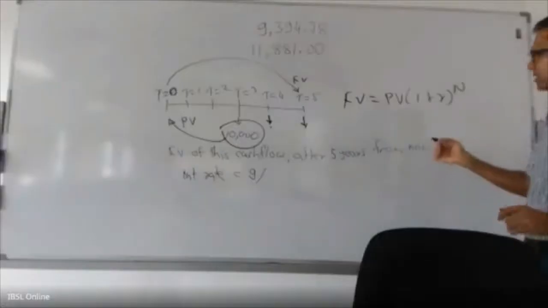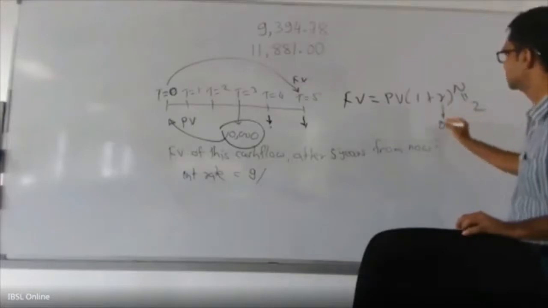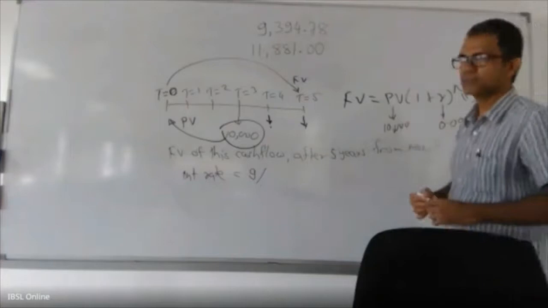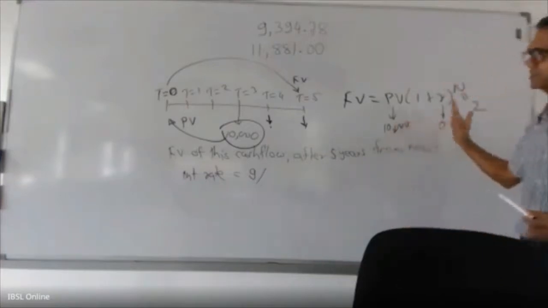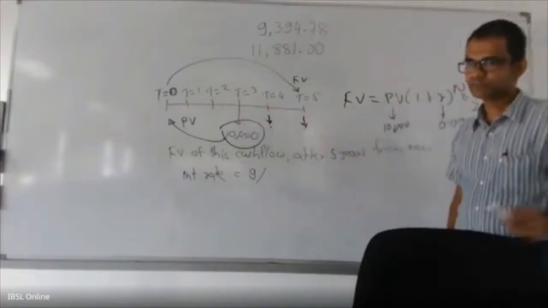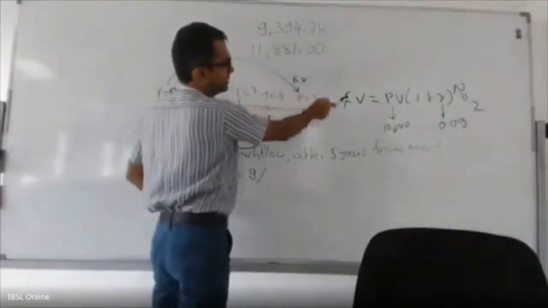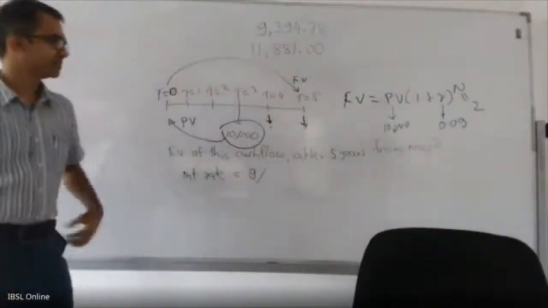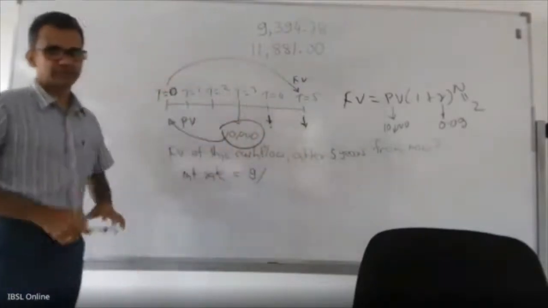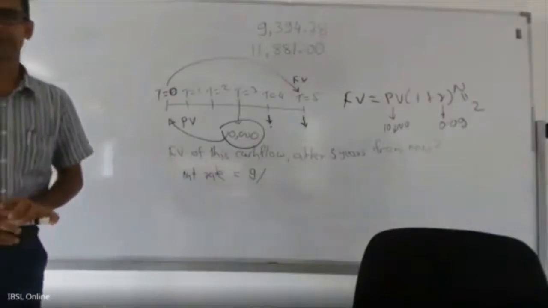Use this equation where n equals 2, r equals 0.09, pv equals 10,000. You can do that. Just calculate the future value after 2 years. Same thing, when you come back and go forward, you will end up with this equation. Here also what you do, the same thing, compound for 2 years. Clear?